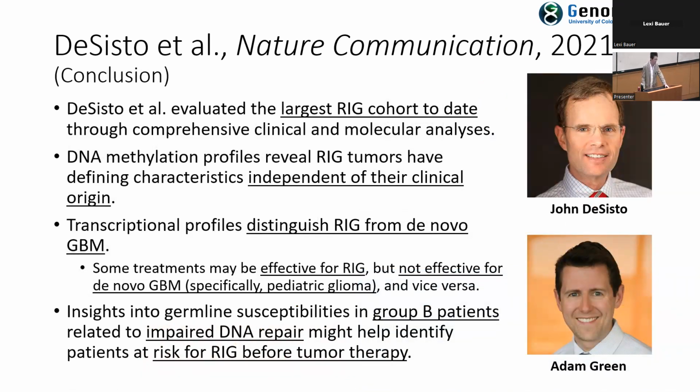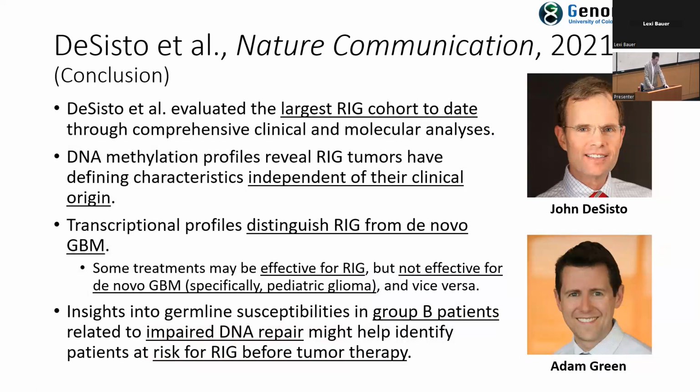Okay, and so taken in totality, there are a handful of conclusions that DeSisto et al. can derive. Number one, DeSisto et al. evaluated the largest RIG cohort to date through comprehensive clinical and molecular analyses. The DNA methylation profiles reveal RIG tumors to have defining characteristics independent of their clinical origin. The transcriptional profiles distinguish RIG from de novo GBMs, right?